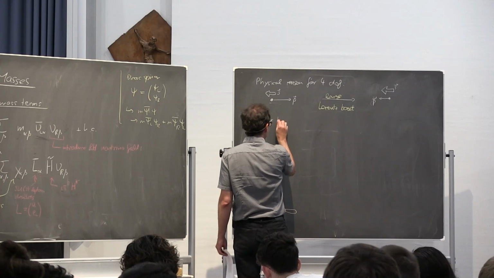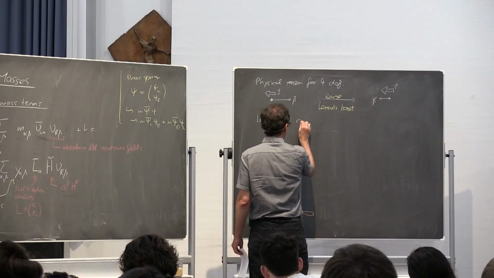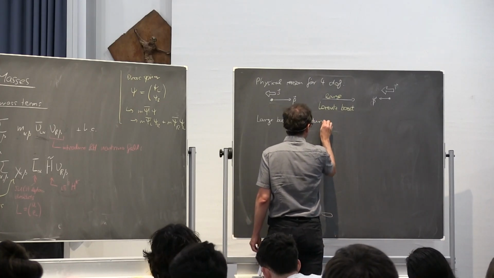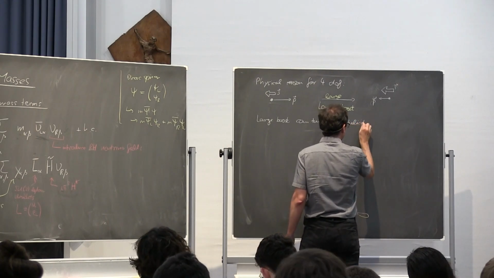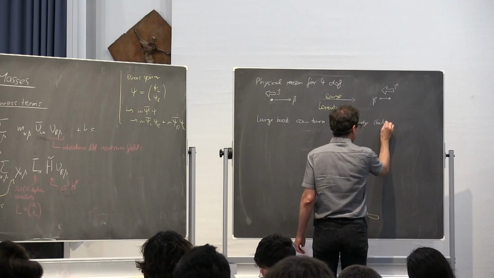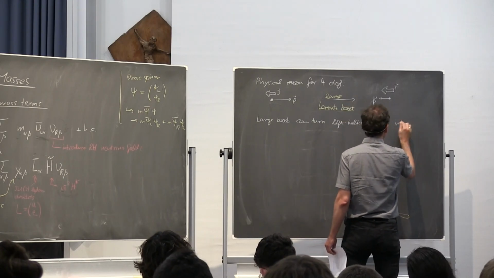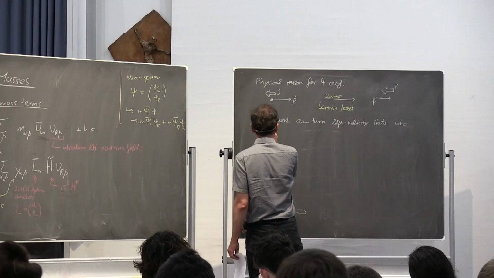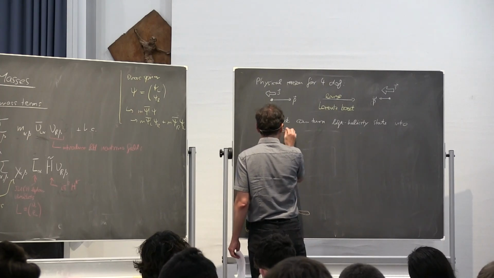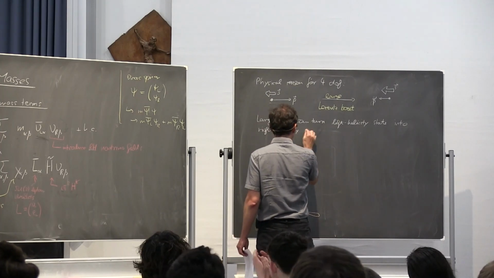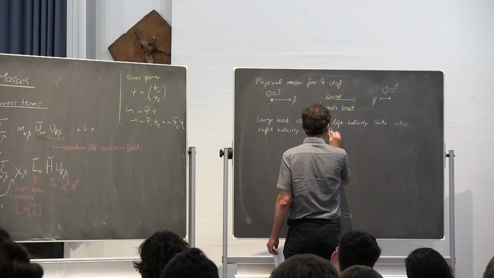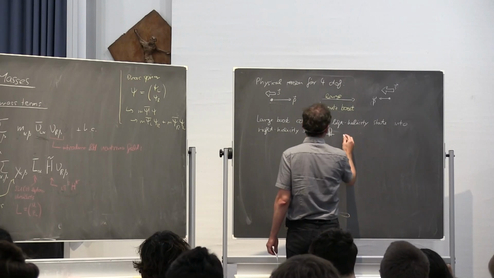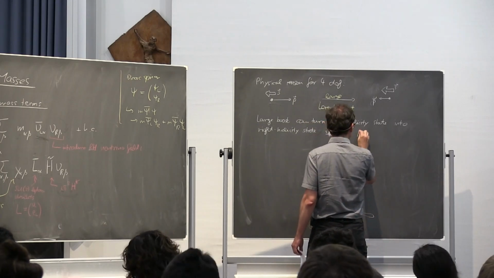So a large boost can turn a left helicity state into a right helicity state if and only if the particle is massive.